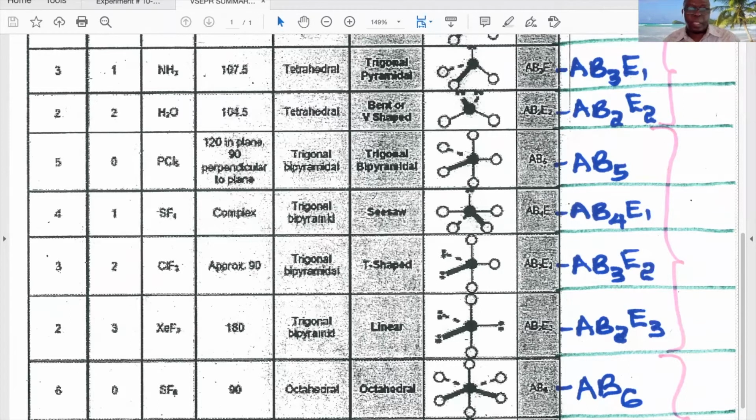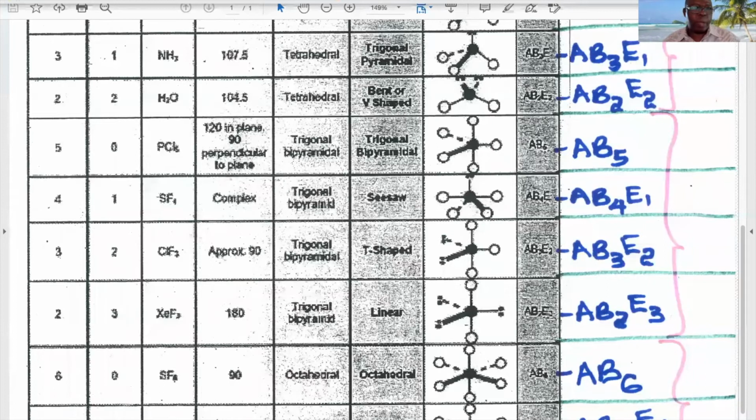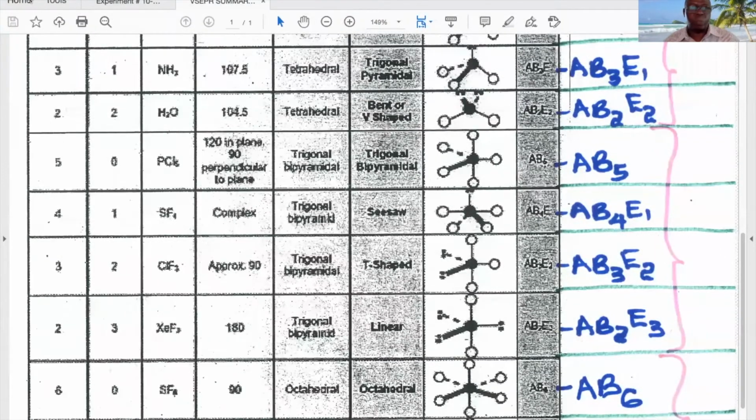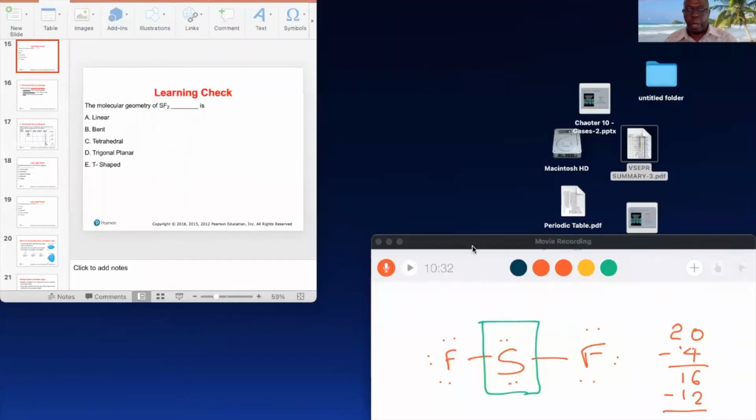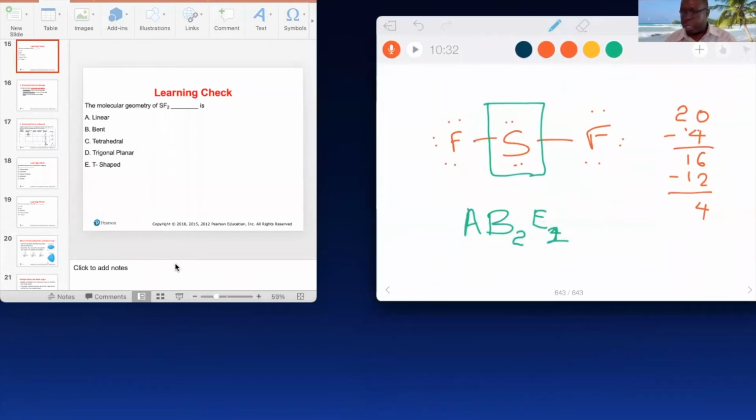If I minimize this and show you from my whiteboard, AX2E2, because there are 2 lone pairs. This means 2 lone pairs of electrons. And the type of molecular geometry here is bent shape. This is the bent shape, which is the correct answer for slide number 15, the learning check.